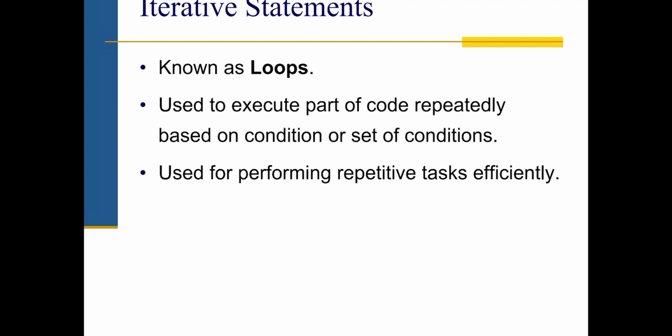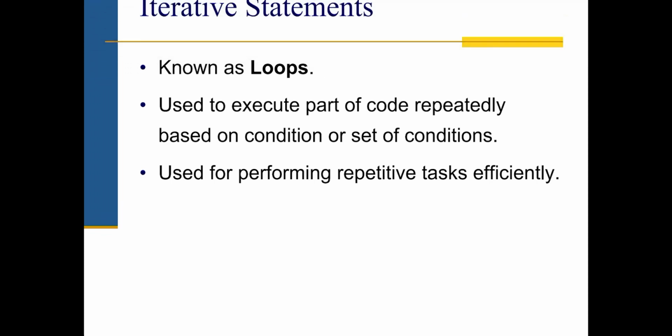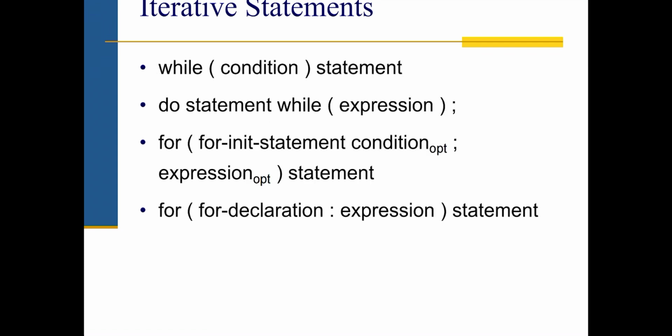So, iterative statements, known as loops, are used to execute part of code repeatedly based on a condition or set of conditions, used for performing repetitive tasks efficiently. There are mainly 3 types of iteration statements, which are the for loop, while loop, and do while loop.